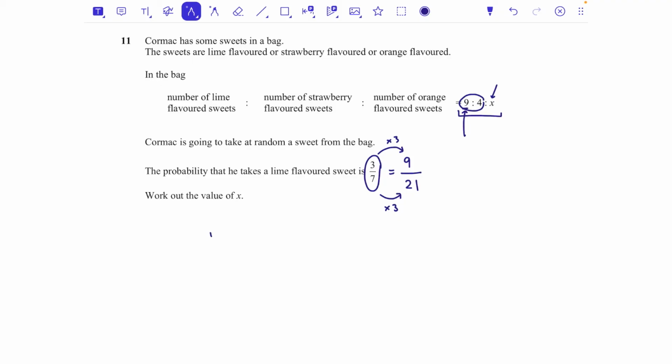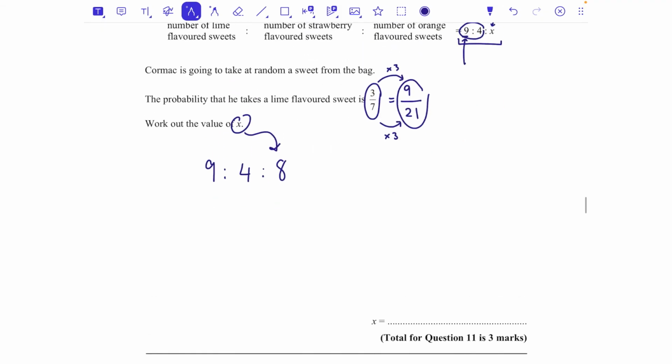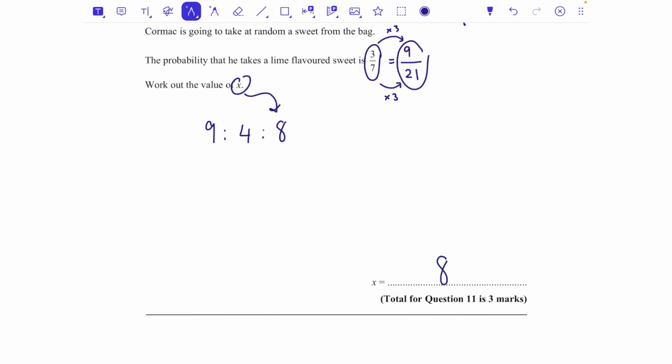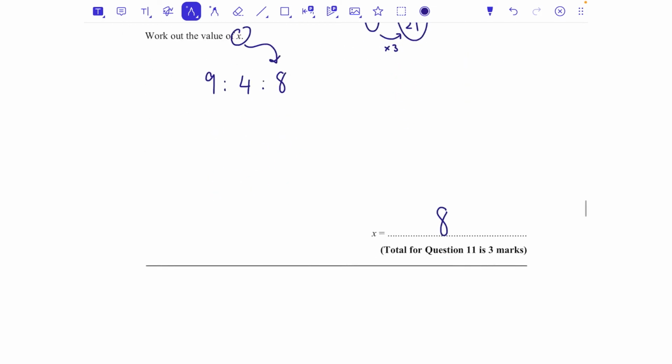So the only ratio that would make sense here is 9 to 4 to 8, so that it adds up to make 21. So work out the value of x. Well, x has to be 8 because 9 out of 21 is equivalent to 3 out of 7. I think that makes the most sense to me. It seems bizarre that one's 3 marks to me, but there we go. 8 is the missing answer there. It's just using equivalent fractions and making sure that that would add up to 21 if it's 9.